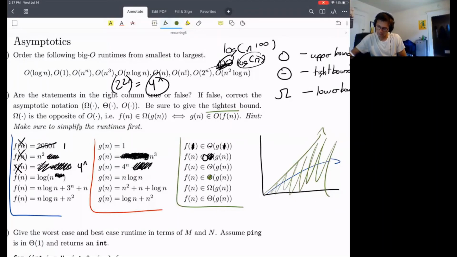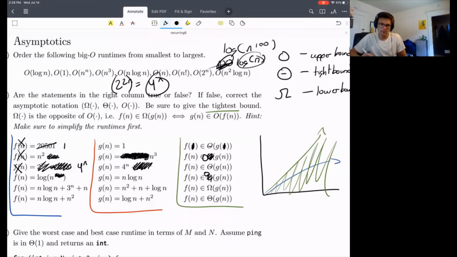So if we change this from theta n to be, oops, sorry, that was the right one. If we change theta n to be O of g of n, then it would work, right? And that would make sense because we're saying log n is contained completely within the bigger thing. Okay, next one. We're getting there.